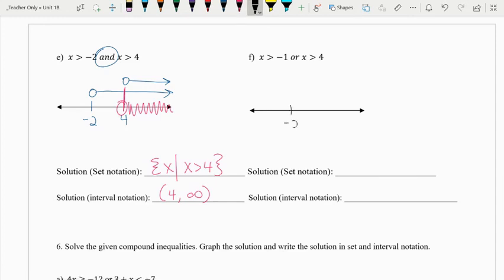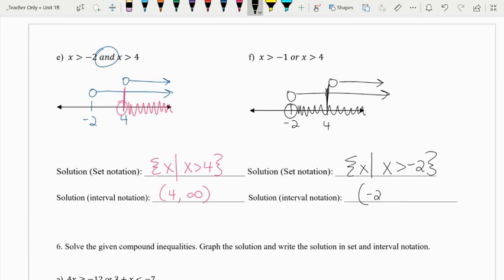So with the same problem, if it is an OR problem, ORs are where one, both, or the other are included. So for ORs, you would go from the -2 over because there's one from here to here, but then there's both here on, right? So you need to include both of them when it's an OR. So set notation, x such that x is greater than -2, and you would go from -2 to infinity.